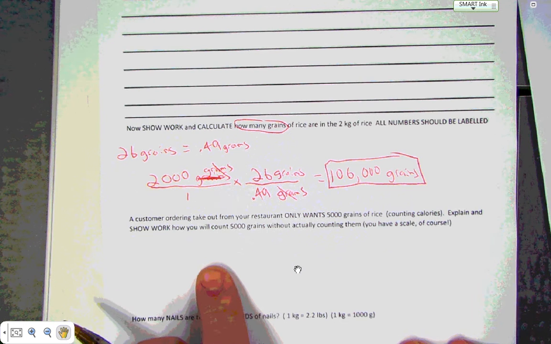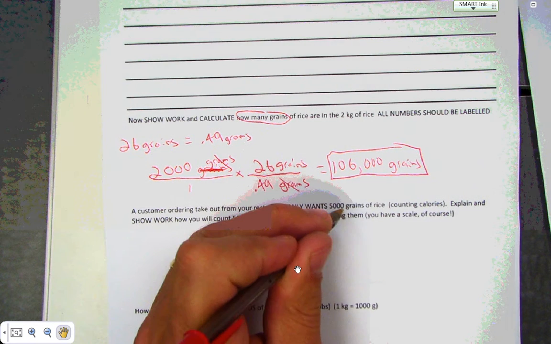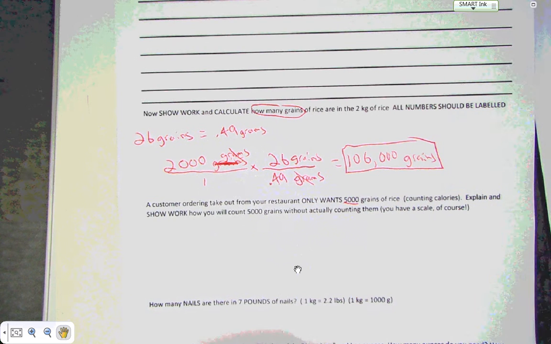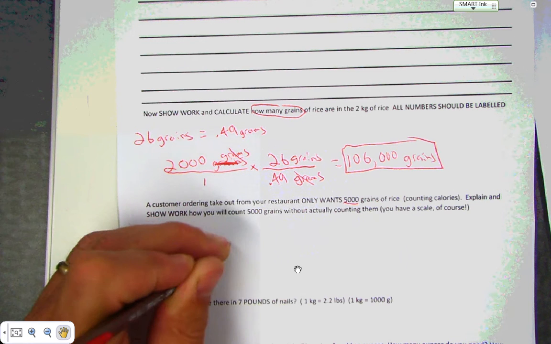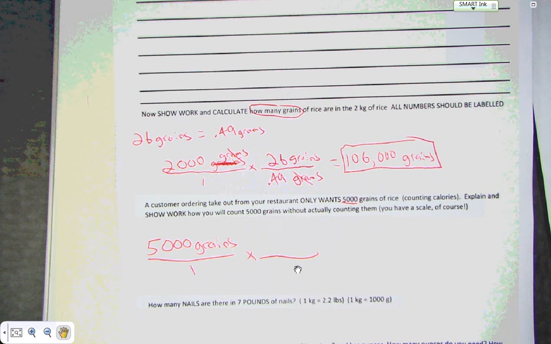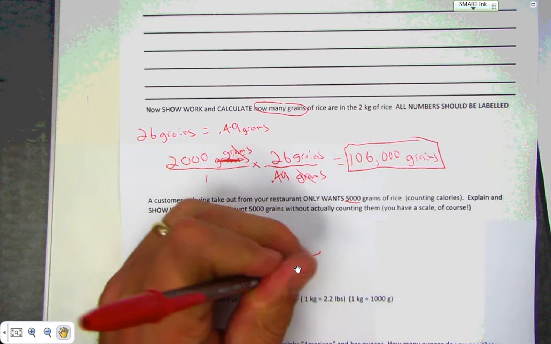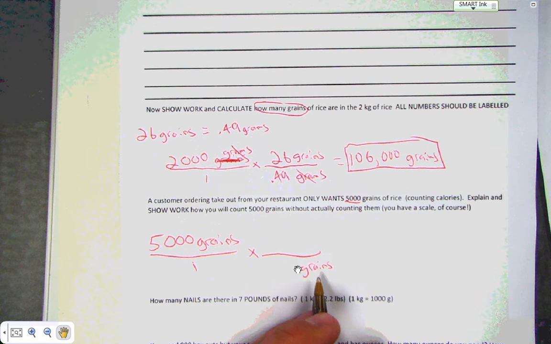Same thing when I go down to the next one. What if some really picky customer wanted only exactly 5,000 grains of rice because they're counting calories? They want to lose weight or something. Here's how I start. I know that I need to start with the idea that I have 5,000 grains of rice. Get ready to set it up so that we can multiply by a fraction. That unit, grains, I don't want my answer to be grains anymore, so grains has to go on the bottom. I'm not even going to put a number there. I'll let the units lead. The numbers will follow.